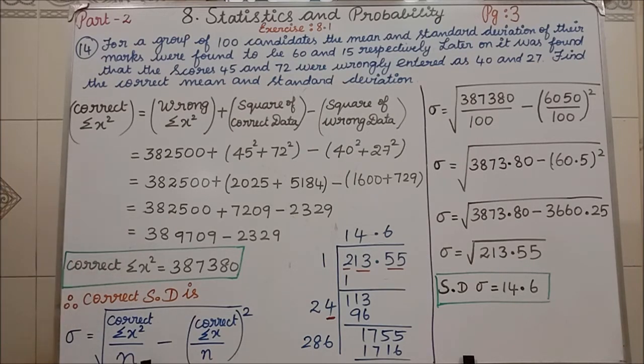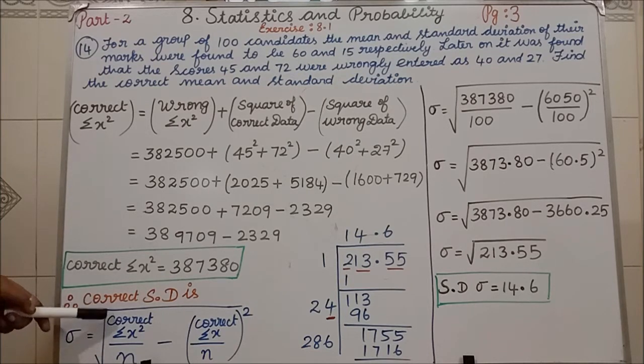After finding the correct summation x square, what do we have to find? What was asked in the question? We have to find the correct standard deviation. Isn't it? For standard deviation, what is the formula we have? The direct method for ungrouped data, which we used to find the correct mean, the same formula I am going to apply for the correct standard deviation also. Here sigma is equal to the square root of correct summation x square by n minus correct summation x by n, whole square. All the values we have found in the previous pages, page number 1 and page number 2.